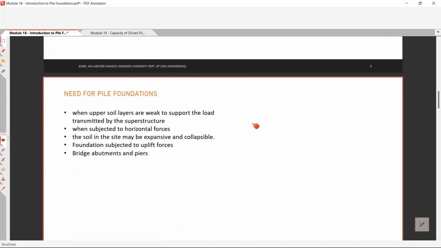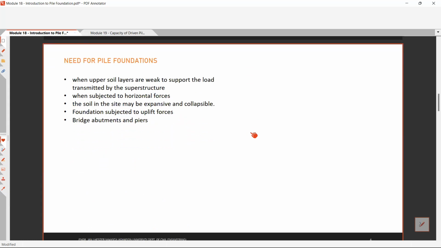Also, when the upper soil layers are weak to support the load transmitted by the superstructure. When subjected to high horizontal forces, the soil in the site may be expansive or collapsible. Ito yung mga weak yung soil sa site. Foundation subjected to uplift forces. So yung uplift forces, magkakaroon ng uplift forces because of these horizontal forces. So for example, ito.